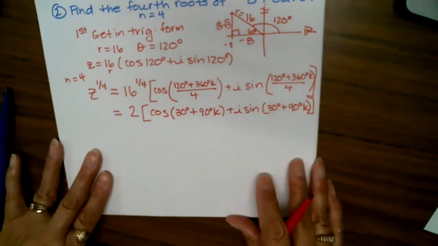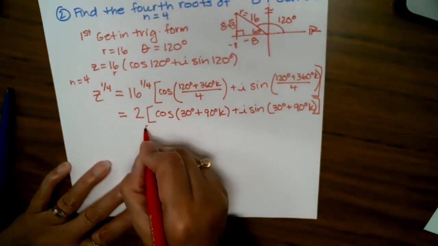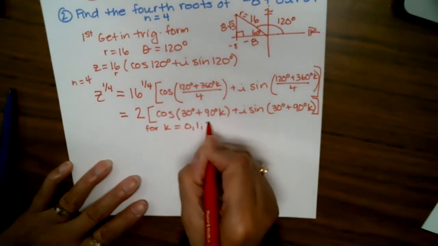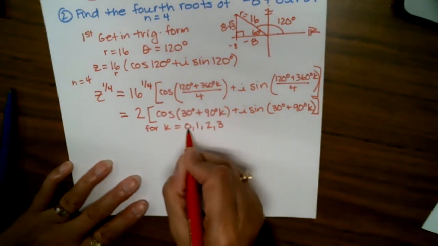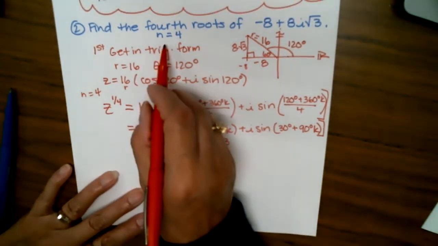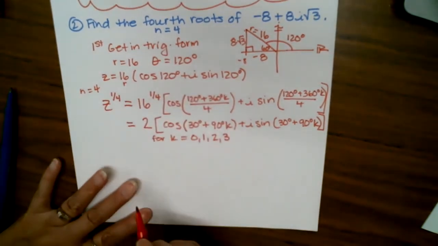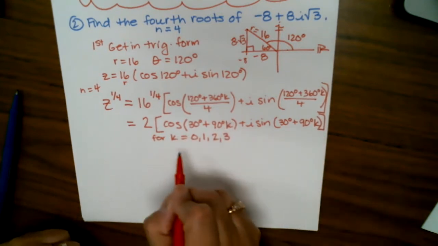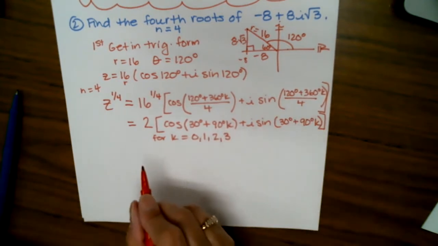All right, so far so good. Now what do we let k be? And this is going to be for k equals 0, 1, 2, 3. 1, 2, 3, 4 answers. It's a fourth root. There should be 4 answers. Always start at 0. So we're going to let k equal 0, write it down. K equal 1, write it down, so on and so forth.